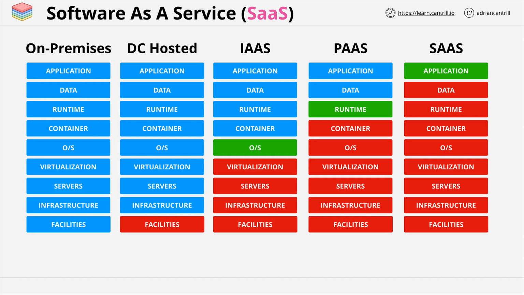IaaS, PaaS, and SaaS are examples of cloud service models. Now, there are others, such as function as a service, known as FaaS, container as a service, database as a service, or DBaaS, and there are many more. As I go through the course, I'll point out when an AWS product is IaaS, PaaS, or SaaS, together with any of the other models.